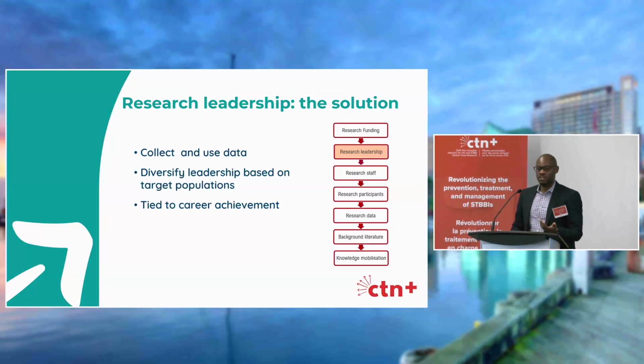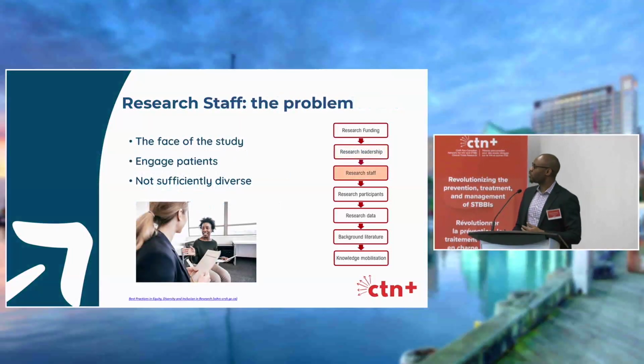And yes, we can diversify our leadership based on our target population. This is important. People need to see themselves in the research that they're participating in. And obviously, it's not as easy as that because it's tied to career achievement. So if we're getting more male PIs, it might be because there are more male full professors and in higher positions, right? So career achievement is also a big issue, which has to be addressed parallel to leadership in clinical trials.